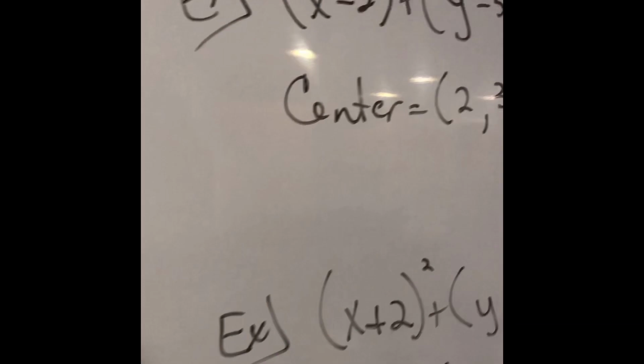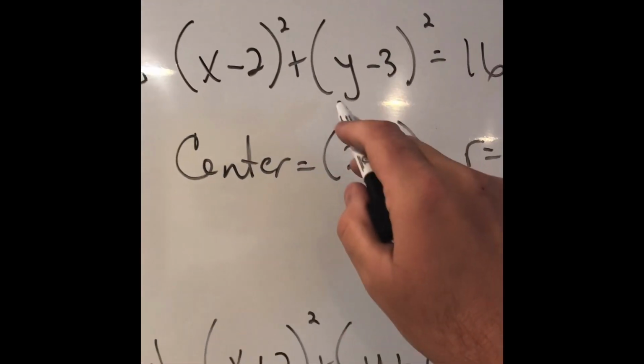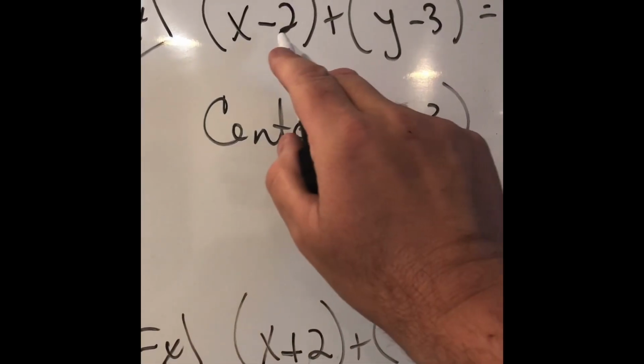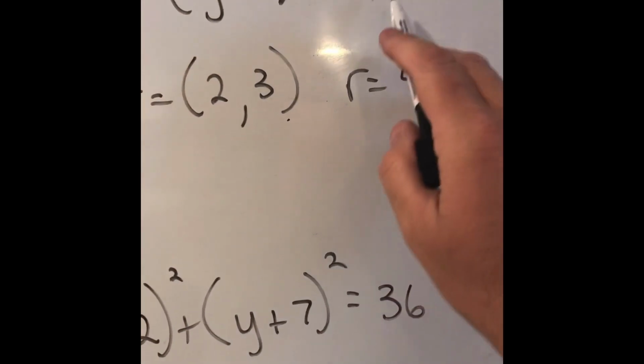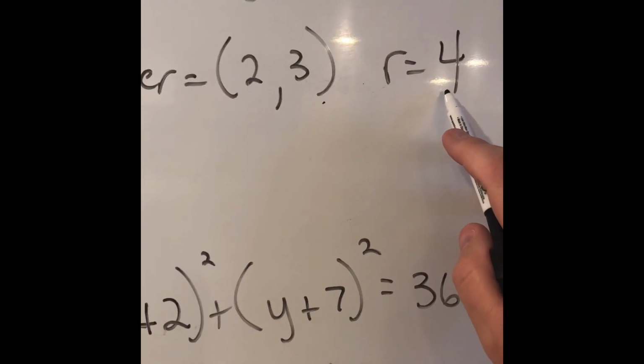So if we look at an example here, (x minus 2) all squared plus (y minus 3) all squared equals 16. That means the center of the circle, here's your h and k, is (2, 3). Your radius then is you take the square root of 16, and the radius is going to be 4.